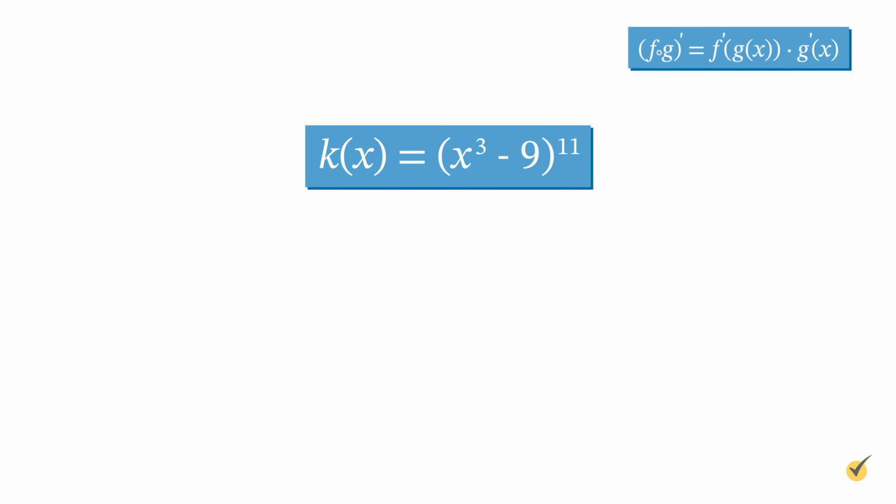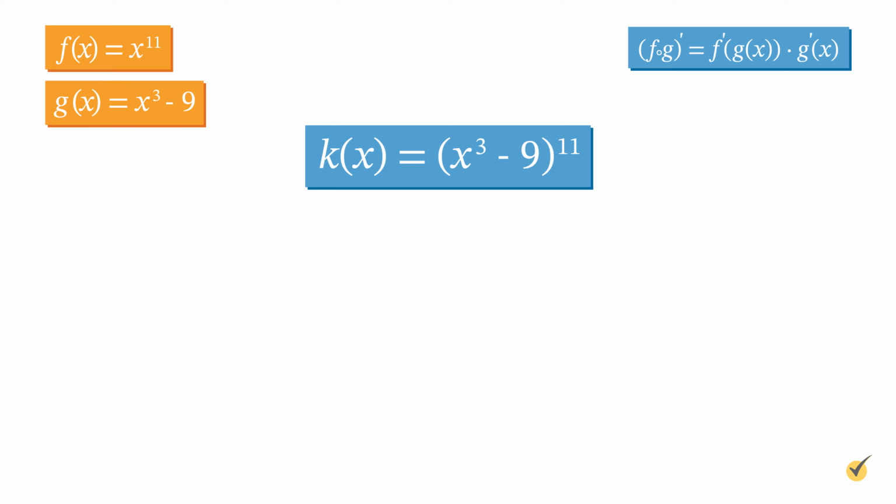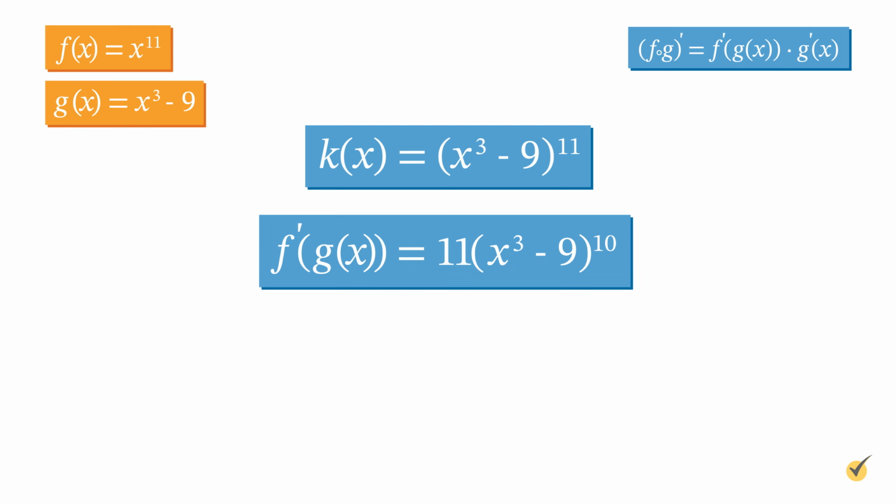Let's check your work. What is the outer function? In this problem, it's the 11th power. The inner function is x cubed minus 9. The first part of the chain rule dictates that we write the derivative of the outer function with the inner function still inside of it. So we will have 11 times the quantity x cubed minus 9 to the 10th power.